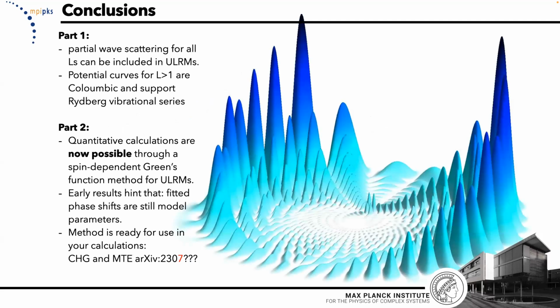And that brings me to the conclusions. So in part one, we showed that partial wave scattering for all Ls can be included in long-range molecules, both through this sort of effective picture of a dressed ion pair and quantitatively through various methods. And this shows that all other partial waves lead to the same types of potential curves, these Coulomb-like potentials. And in part two, we talked about how quantitative calculations are now possible, hopefully within the end of the month, so I don't have to change the 7 to an 8. And thanks for your time and attention.